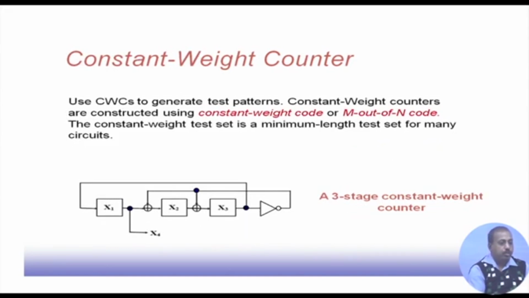Another possibility is a constant weight counter. This uses some m out of n code, so whatever code pattern will be generated follows out of n positions, m positions. This is coming from coding theory. We will not go into the details of that, but this can be generated by LFSRs. Out of n positions, as you pick up any m positions, it will generate a pseudo exhaustive pattern there, an exhaustive pattern for those m cells. So this can also be used for test pattern generation.